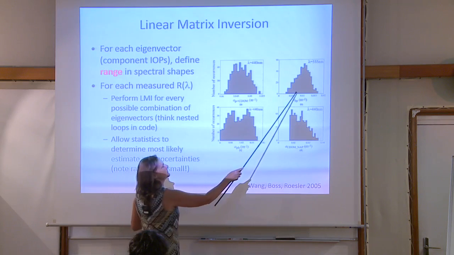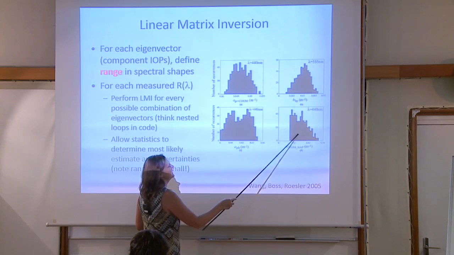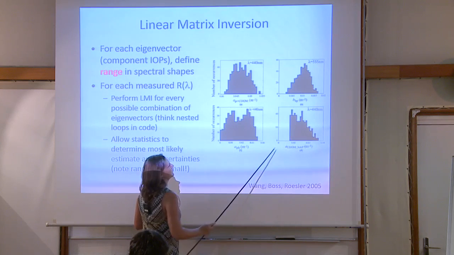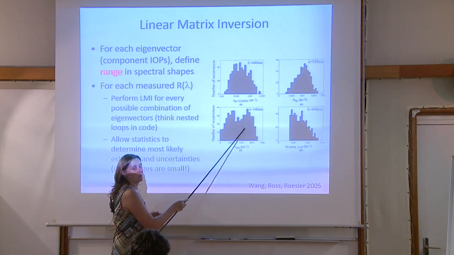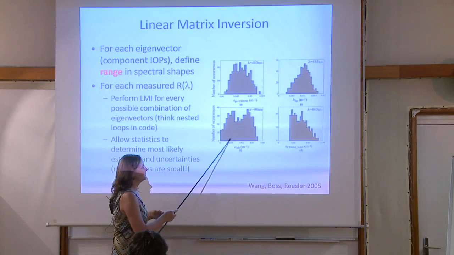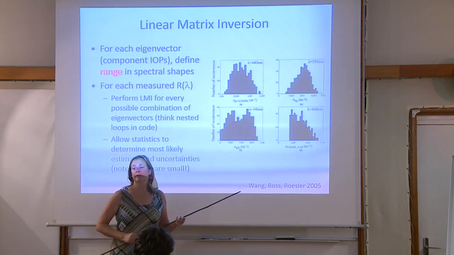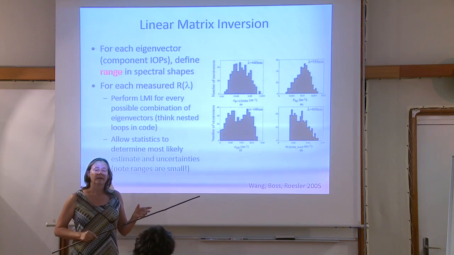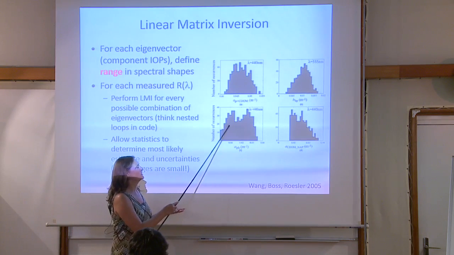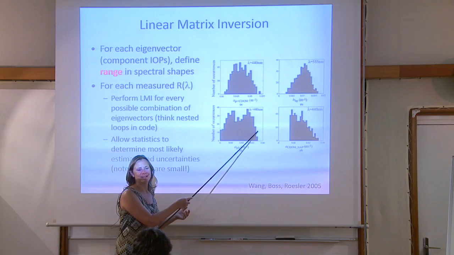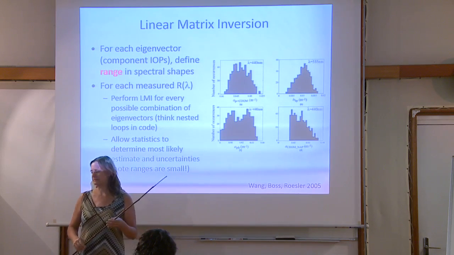You could do the same thing for the BBP, and then you could separate phytoplankton and non-algal particles. You see that there's maybe a bimodal distribution to A phi. It could be 0.01 or 0.025 with some spread. But it allows you to be pretty darn certain that it's somewhere between 0.01 and 0.03, as opposed to just giving you a single value.